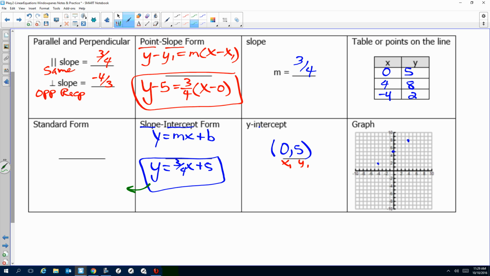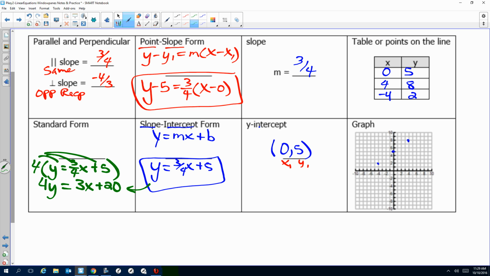Okay, so I'm just going to write that. I'm going to multiply my equation by 4. Everything by 4. Each term. Okay? So when I do that, that's going to give me 4y equals 3x plus 20. Now to get it in standard form, remember we have to get the x and the y on the left side, our number on the right side of the equal sign.